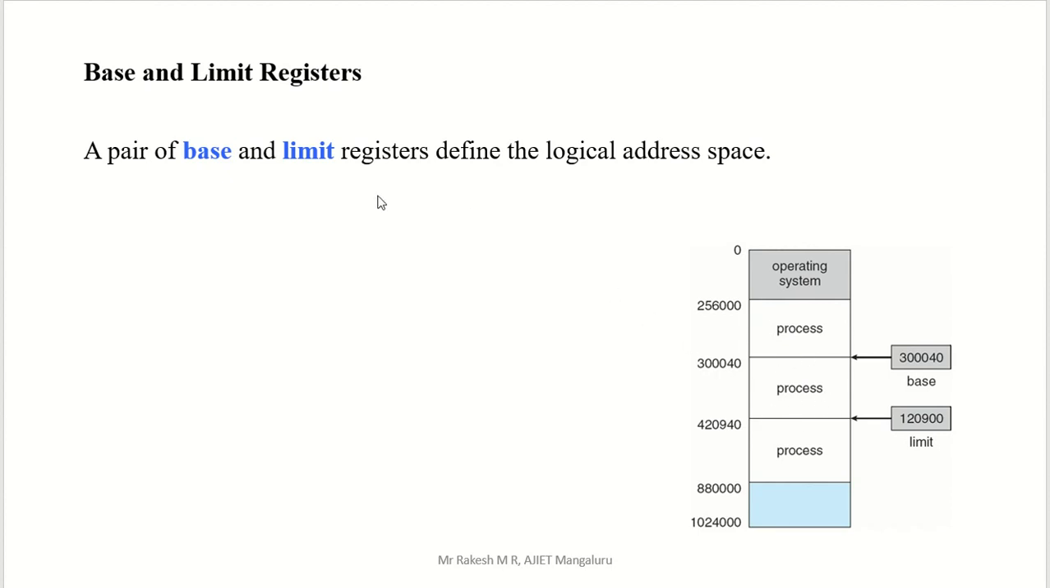For logical address and physical address, we have this base and limit. What is the base? The starting address of that particular block. And limit means the total length of that block. So 300,040 plus 120,900 is the last address.